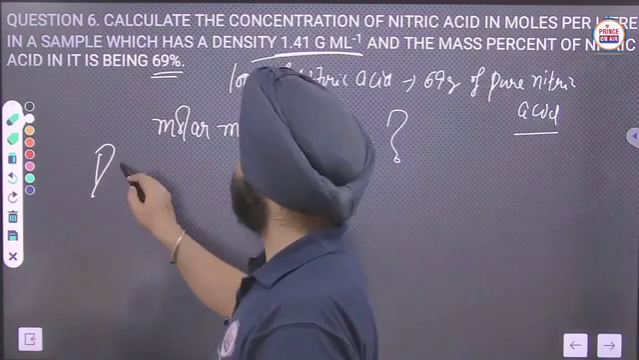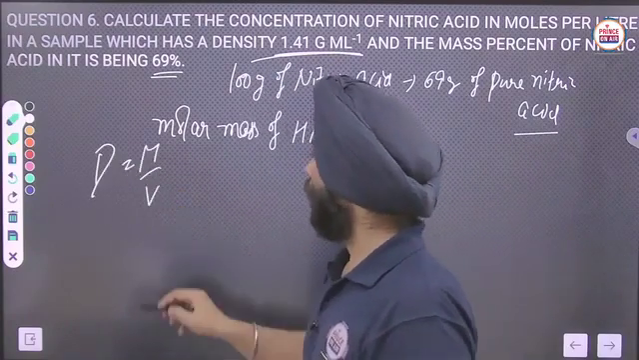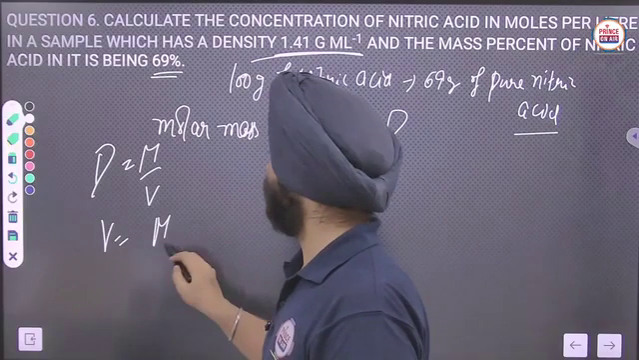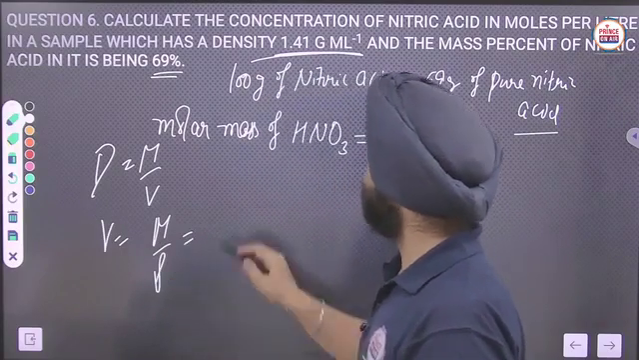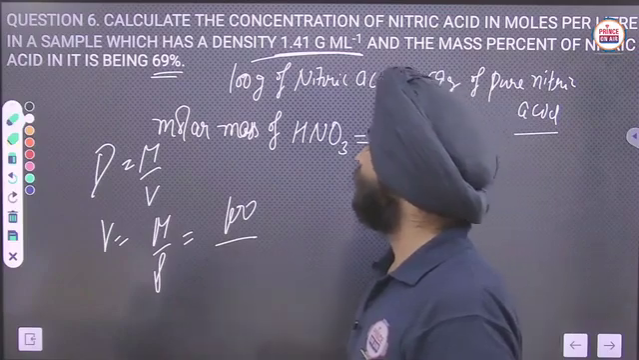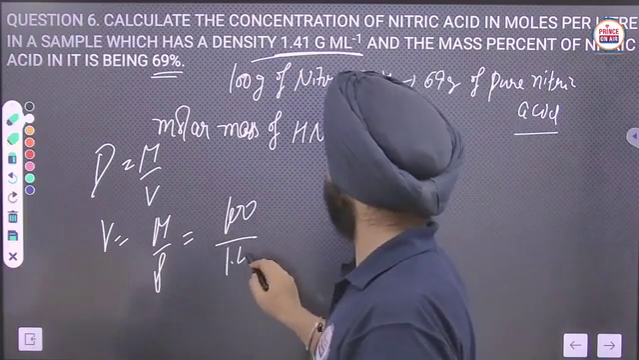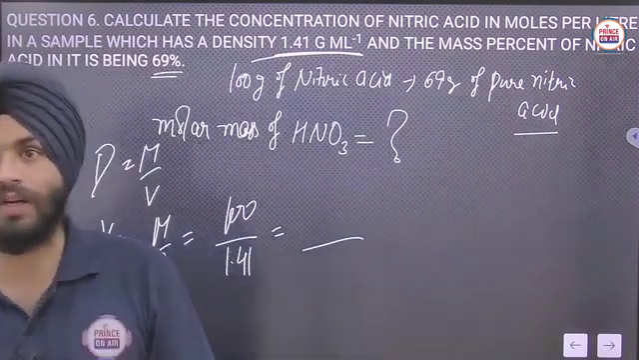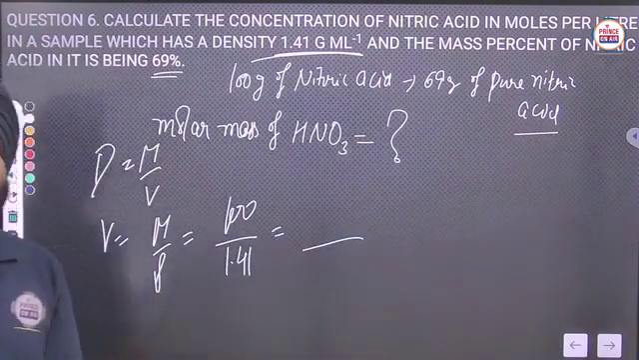If it is a 100 gram mass and density is given to you, you can calculate the volume. Density's formula is mass over volume, and in that way volume comes out to be mass over density. So mass is 100 gram we have considered, density is 1.41 gram per milliliter. Can you solve this value? Try to solve this now. I have given you the hint.